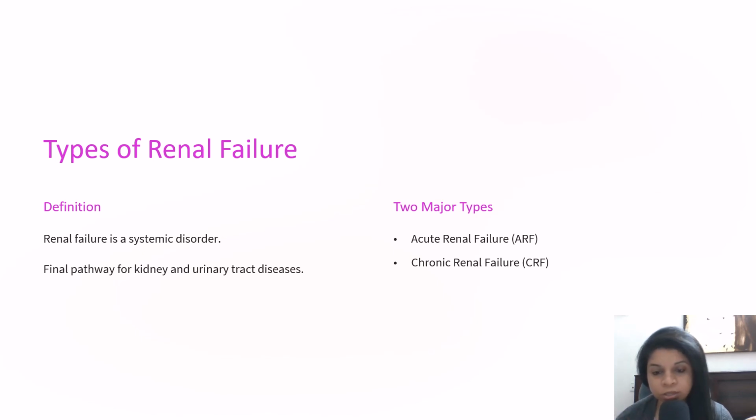So the two types are acute renal failure and chronic renal failure. As the name suggests, acute is something we use for rapid onset and sudden deterioration of function, and chronic is slow and progressive deterioration of function. Same here also in renal failure.